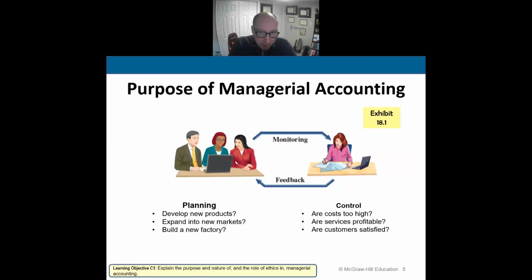We monitor the business's activities based off of the financial statements, and information from our customers and our employees. We control the business. We control our costs. We control our services. We control our customer satisfaction. And we provide feedback back to the plan and then go through the cycle again. It's like a cycle of management, right?